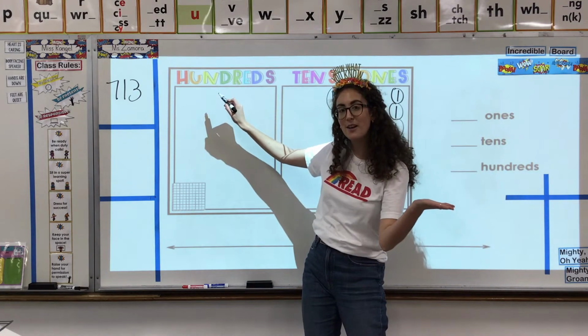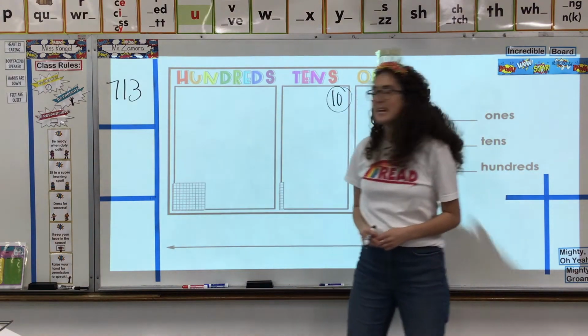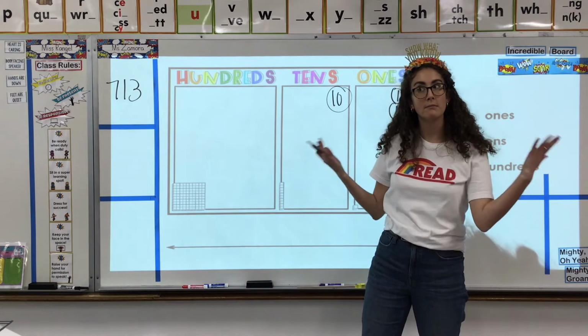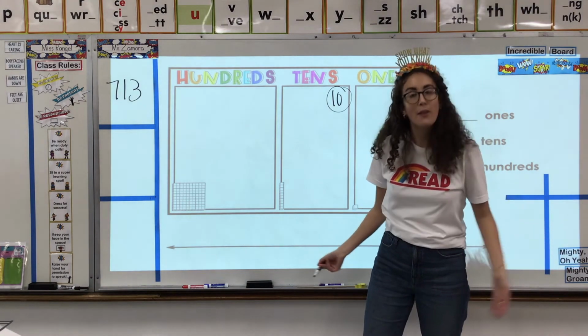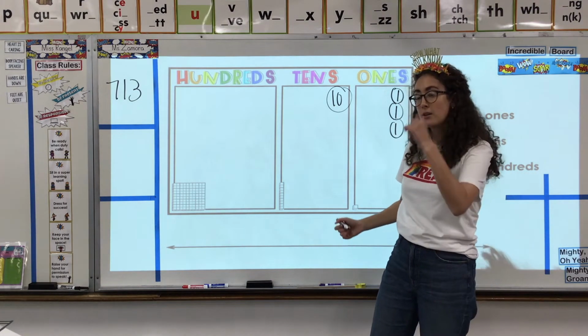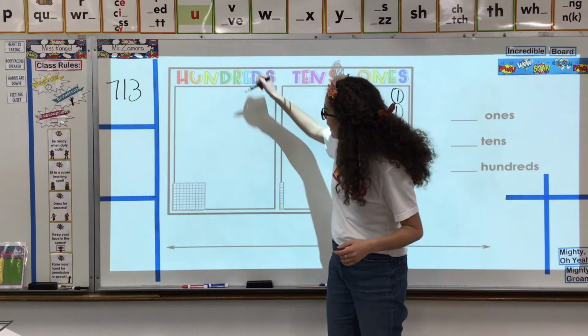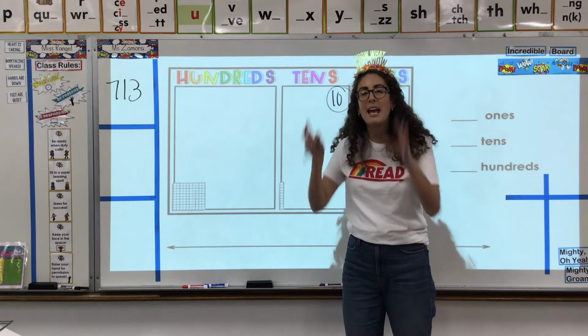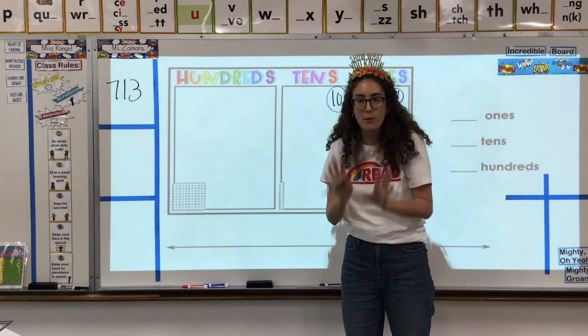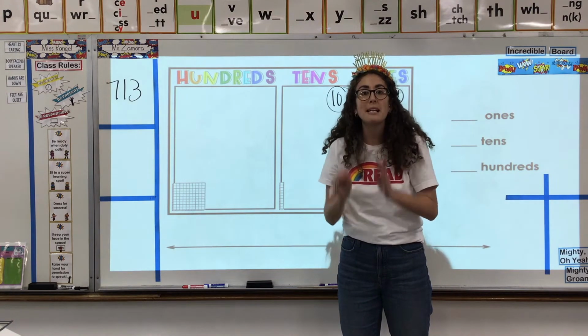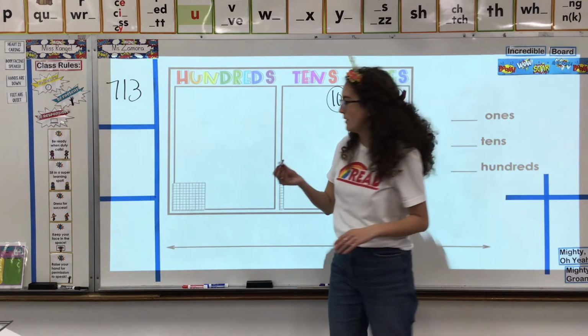How many hundreds are there? How many hundreds in 713? 7. There's quite a lot. So here's our job. We're going to draw 7 hundreds in that 10 frame format so we can really see the number 7. So go ahead.